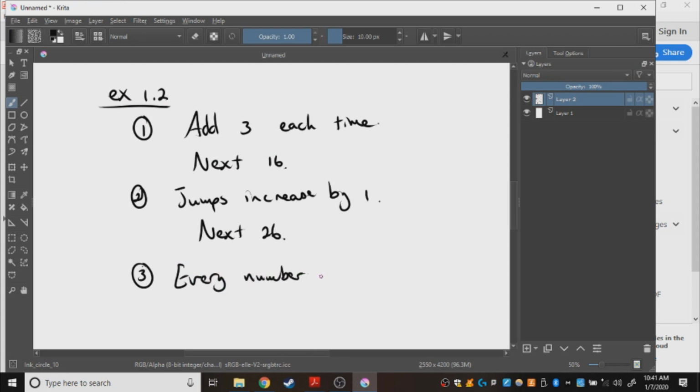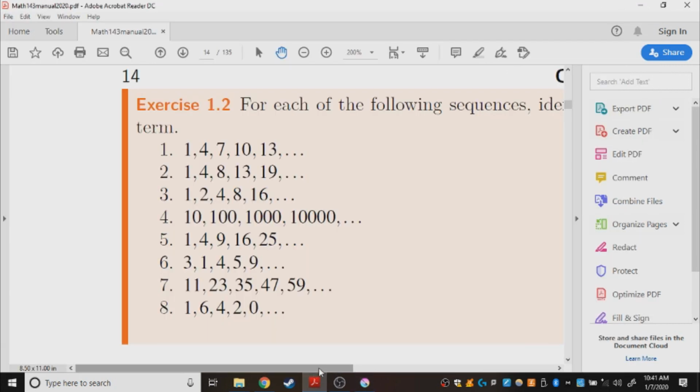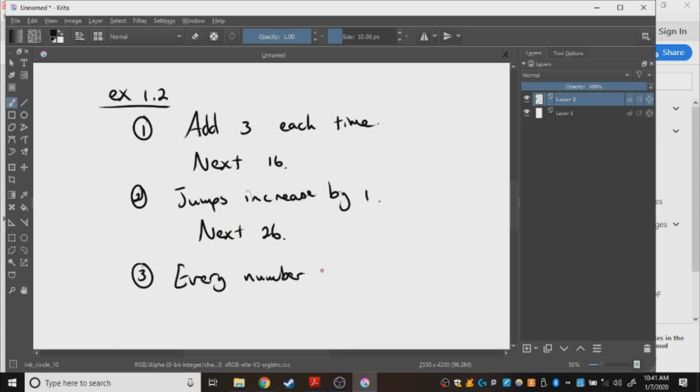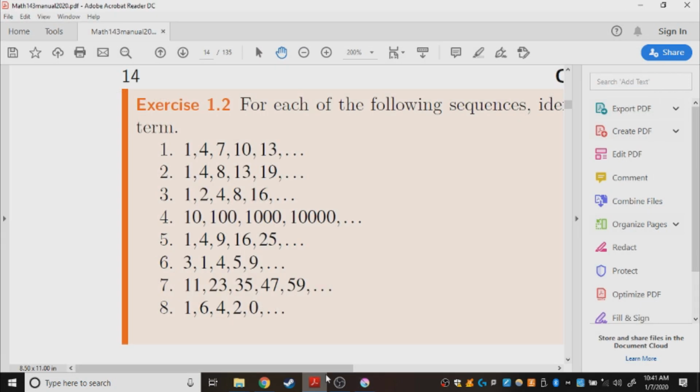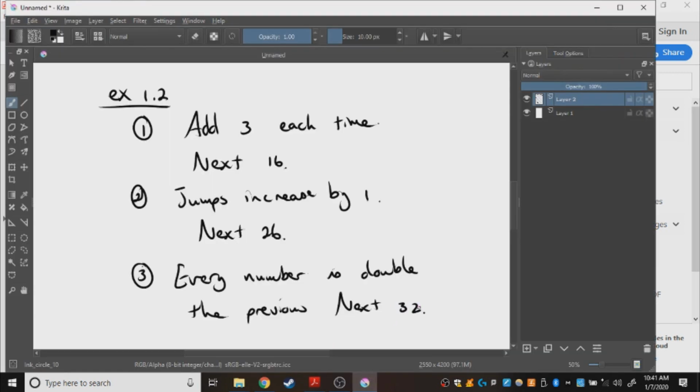Every number... Ooh, that's a little... Doubles itself. Double the previous number? Double the previous one. Yeah. So we do want to be a little careful. Every number is double the previous. That's a little bit more clear, but it's all good. So our next one is going to be 32.